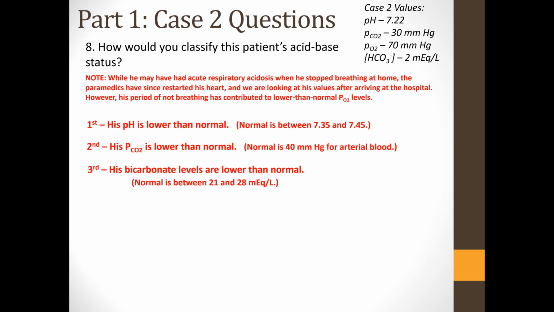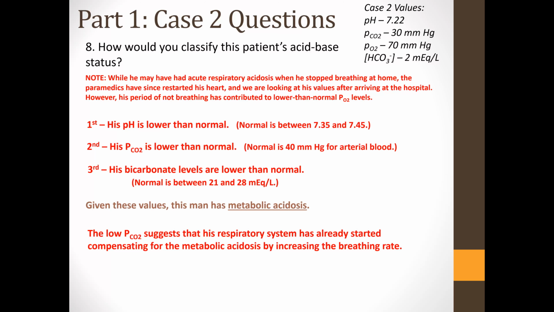Furthermore, if we look at his bicarbonate levels, they are lower than normal. Normal should be between 21 and 28 milliequivalents per liter. His is only 2 milliequivalents per liter. So when you see a low pH and a low bicarbonate level, so when the pH level is the same as the bicarbonate level, that is an indication that you are looking at metabolic acidosis.